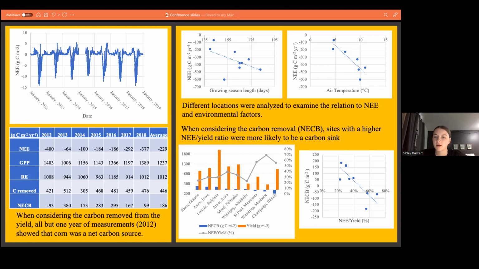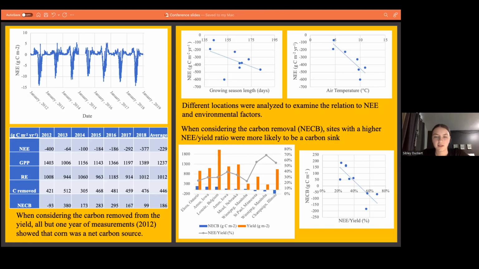Then we also compared the studies with their NECBs, so when the carbon was removed from harvest. And what we found here was that there was actually a relationship between the ratio of net ecosystem exchange to yield, which was associated with a negative NECB with ratios above 50%.